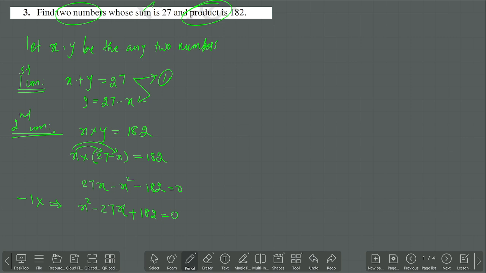When I have 182, you can use prime factorization, as I said in the last video. When we are getting something big, better go for prime factorization. So 182: 2 times 91, 7 times 13, so the factors are 14 and 13. When we add 14 and 13 we get 27. We can go for the factors as the product value is 182 and the sum value is minus 27.